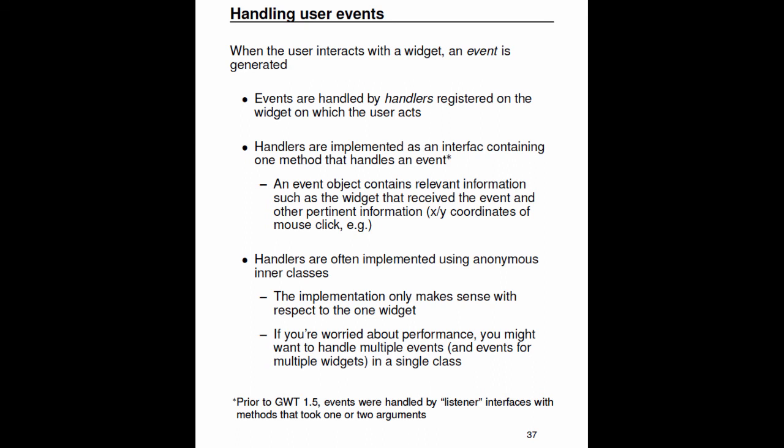If you are incredibly paranoid about performance, maybe you'd want to handle events for multiple widgets in a single class. That's certainly an option, but one of the things that GWT has gotten better and better about is efficiently representing these event handlers. So even though in your Java code you might be creating instances of anonymous inner classes every time, it's really at the end of the day not a significant performance improvement unless your tools and your profiler really tell you that that's creating a lot of overhead.